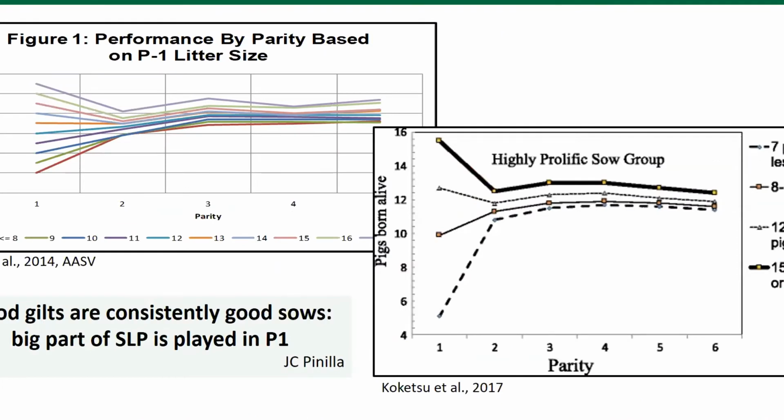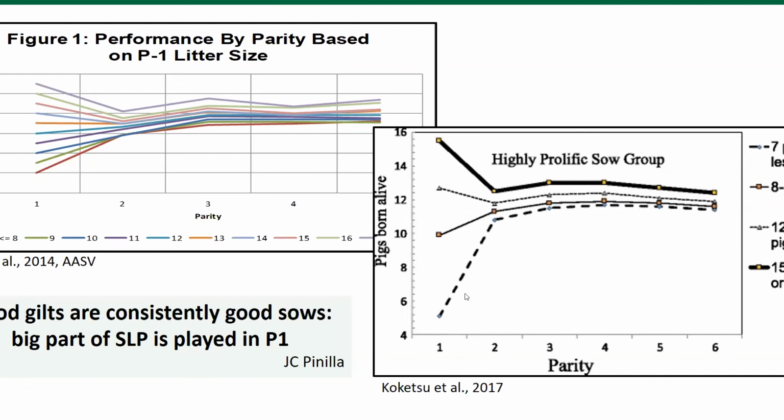Point number 8 is that first litter size is predictive of later lifetime performance. I can almost guarantee if we were to look at any one of your production records, we would get these same results. If we classify gilts based on litter size at first parity, as shown here, in this case 4 different categories from less than 7 all the way up to 15 or more pigs at first parity, this is predictive of future performance.